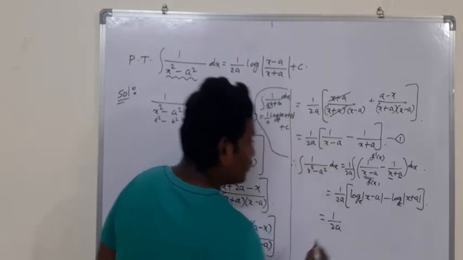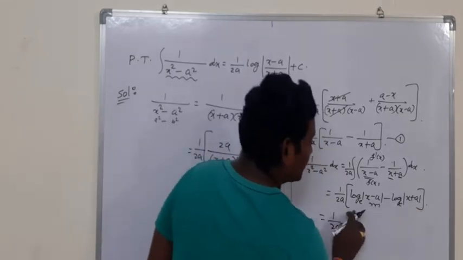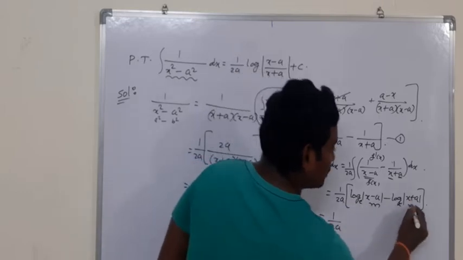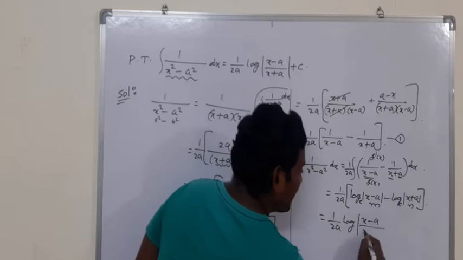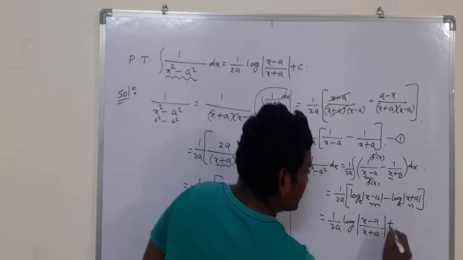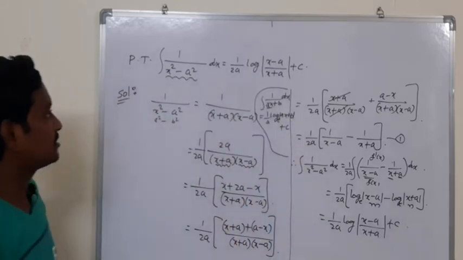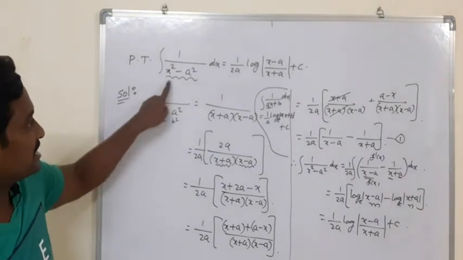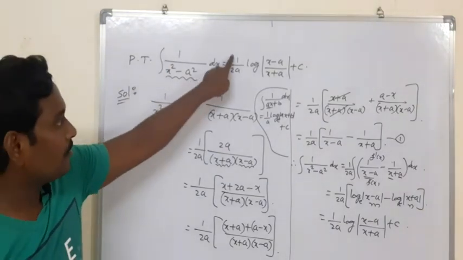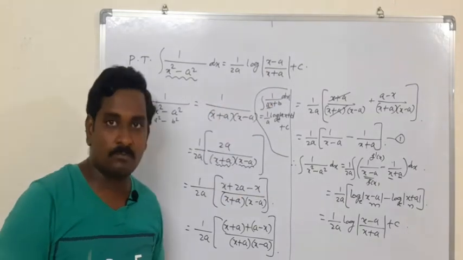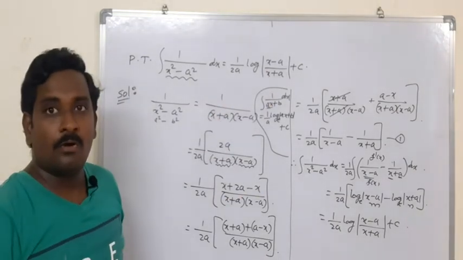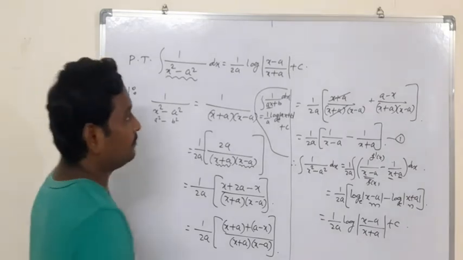So 1 by 2a into, by applying the logarithmic property log m minus log n, you will get log mod x minus a by x plus a plus c. This is the formula. So the integration of 1 by x square minus a square dx is equal to 1 by 2a into log mod x minus a by x plus a plus c. Okay. Similarly, we get another formula.